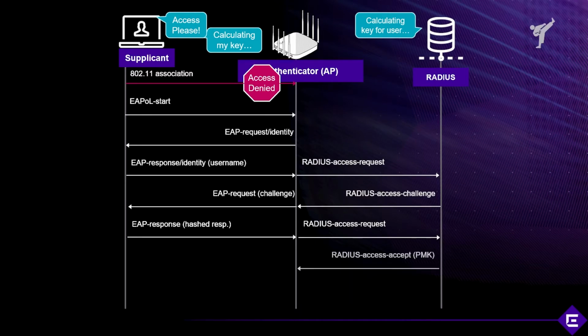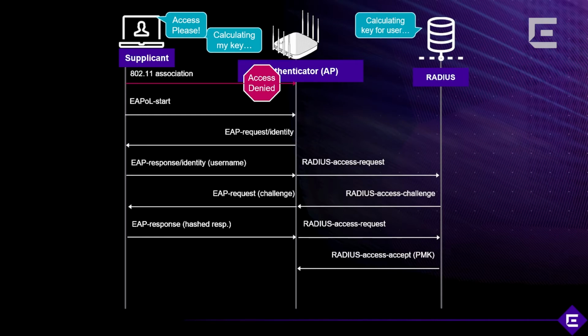a PMK is going to be generated and passed from the RADIUS server to the authenticator, to the AP. Now the PMK is a very important object in here. It's called a pairwise master key. The pairwise master key is a direct result of a successful authentication, and it's then used in a four-way handshake mechanism which generates the encryption key. And the PMK and the distribution of the PMK is essential for roaming to work.